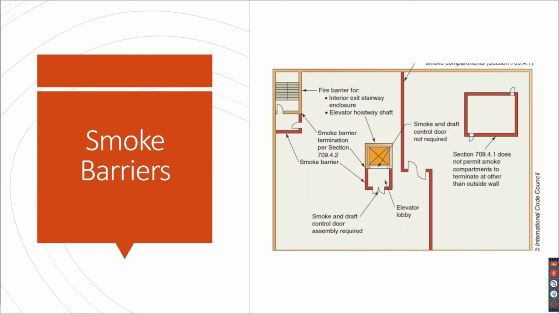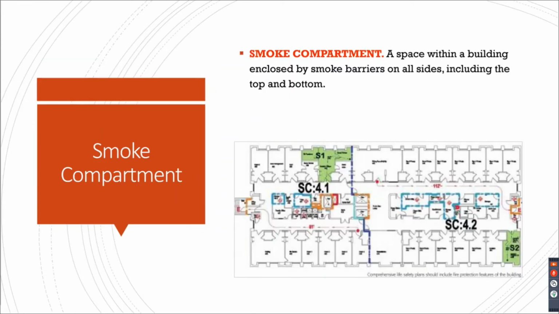You also would need smoke barriers in other places where the code requires it, like in an elevator lobby in a situation shown here, or at your stair enclosure. But the one on the right, that little square that's supposed to be a little smoke compartment in a bigger smoke compartment, that would not comply because those walls do not terminate at the exterior wall. A smoke compartment is a space within a building enclosed by smoke barriers on all sides, including the top and bottom, of course.